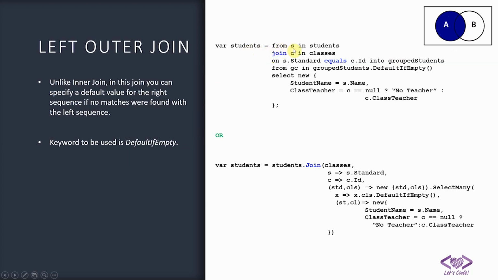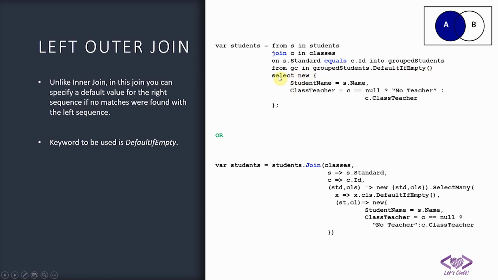So first we'll say from S in students, so this is the first collection, join C in classes, so this is the second collection. Now we'll say on S dot standard equals C dot id. So till here we used to have our inner join syntax, then we had into grouped students, so this is our group join syntax. So till here you have the syntax of group join, but after that we introduced from GC, this is another variable, in this new collection, that is grouped students dot, there is a new method which is introduced, that is default if empty.